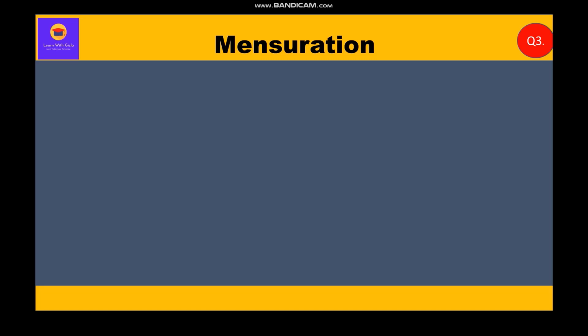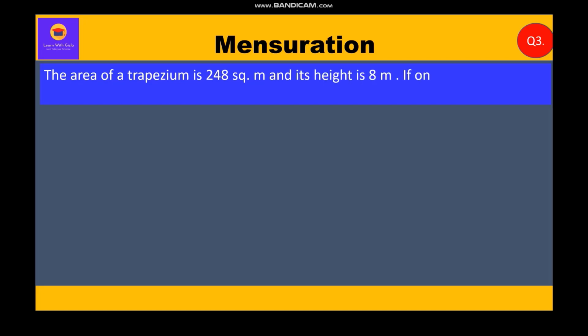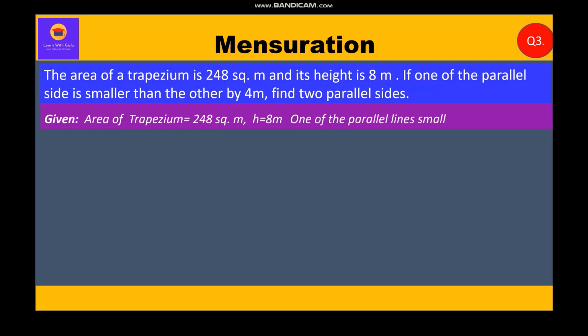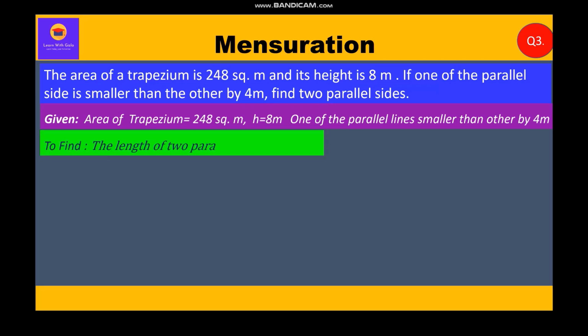Now we shall take up question number 3. The area of a trapezium is 248 square meters and its height is 8 meters. If one of the parallel sides is smaller than the other by 4 meters, find two parallel sides. Now it is given to us area is equal to 248 meters square, height is equal to 8 meters and one of the parallel sides is smaller than the other by 4 meters. We have to find the length of the two parallel sides. Now let's start with the solution.